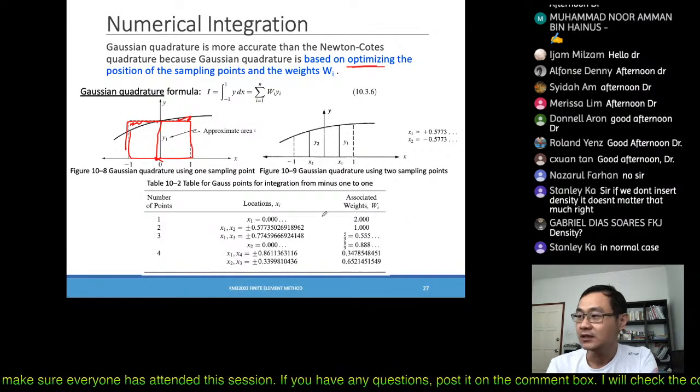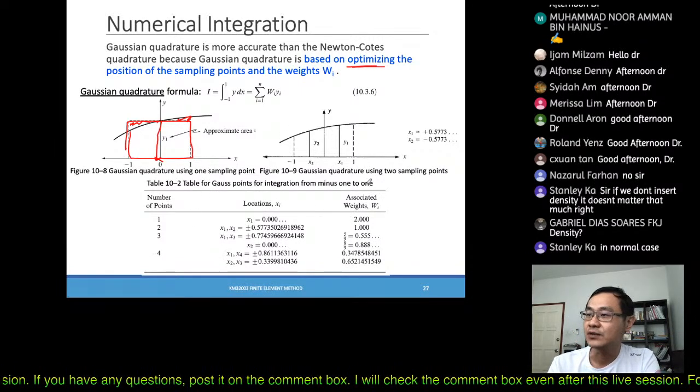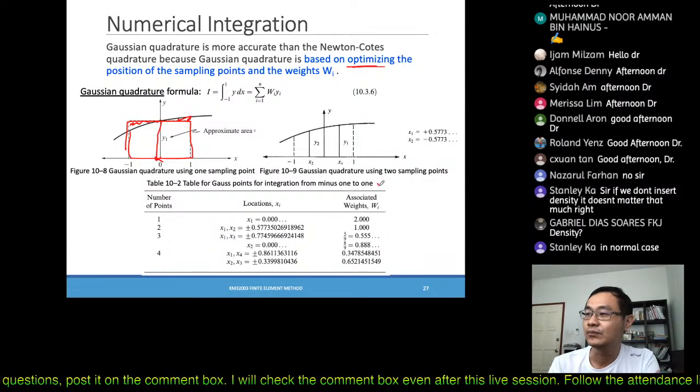Okay, you can always put in the weightage and so on. So this is the table for the Gauss point integrations.